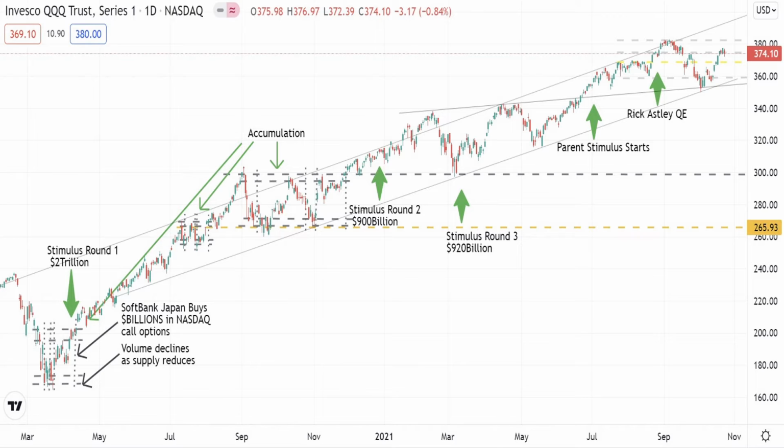And so if we look at the Nasdaq over the past 2 years, we all know what happened in 2020, and the market fell. And this is the Nasdaq 100, the Invesco QQQ.